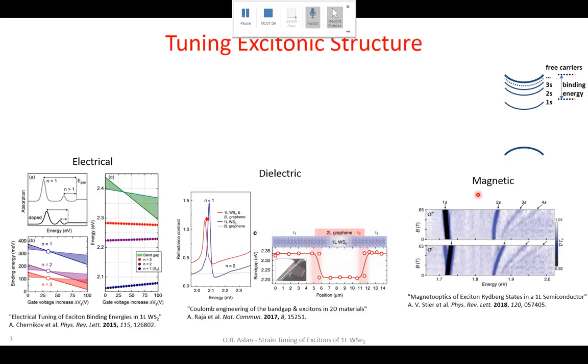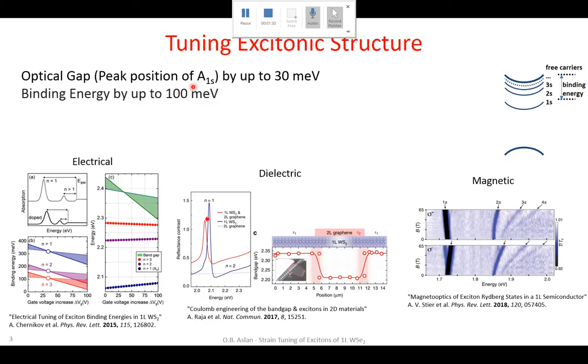And the other method is to apply a magnetic field. All of these methods have been used to tune the excitonic structure, and they have been helpful for understanding the fundamental physics of the excitons. People have observed a shift of up to 30 meV in the optical gap, the ground state exciton, and they have been able to tune the binding energy by up to 100 meV. So all of these methods have been means of probing the excitons as well as tuning them.